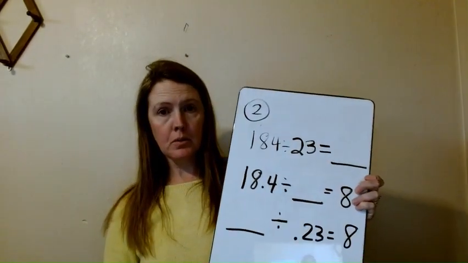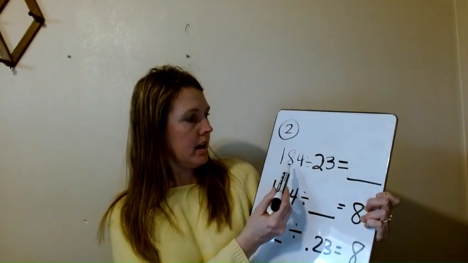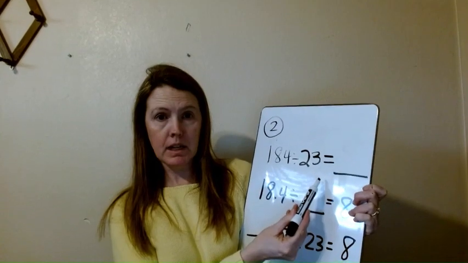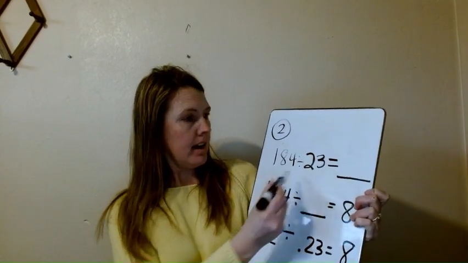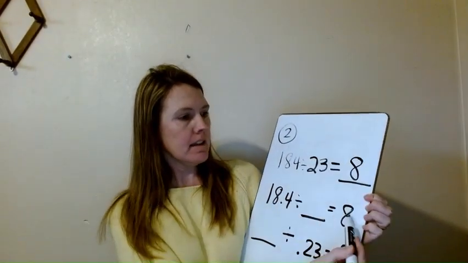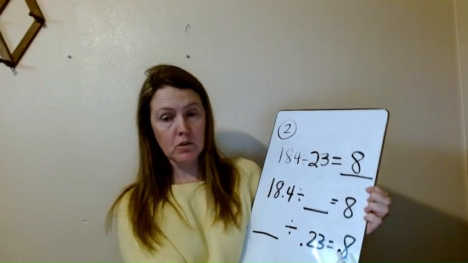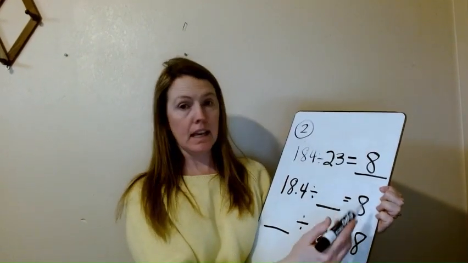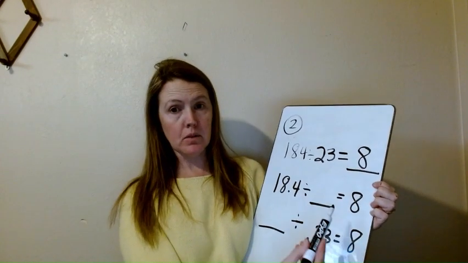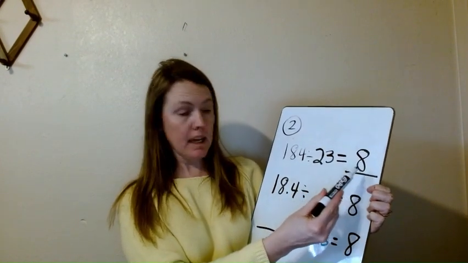Problem number 2, we have 184 divided by 23, and that will be 8. We can see that the answer on the other two are 8, so I didn't even have to do that problem. I just knew that the answer is going to be the same in all 3 problems, so you can just put an 8 in that first blank.